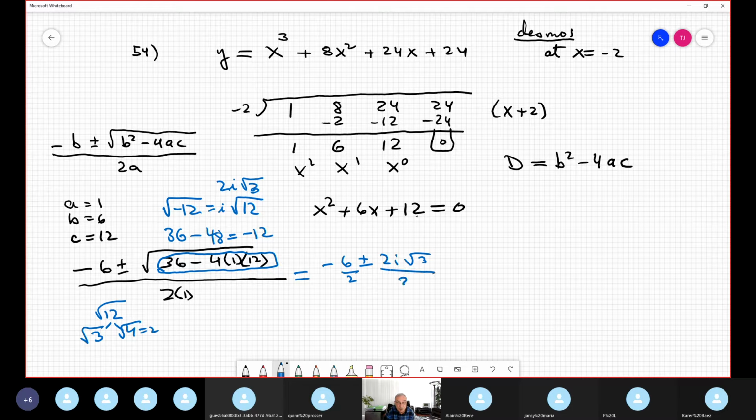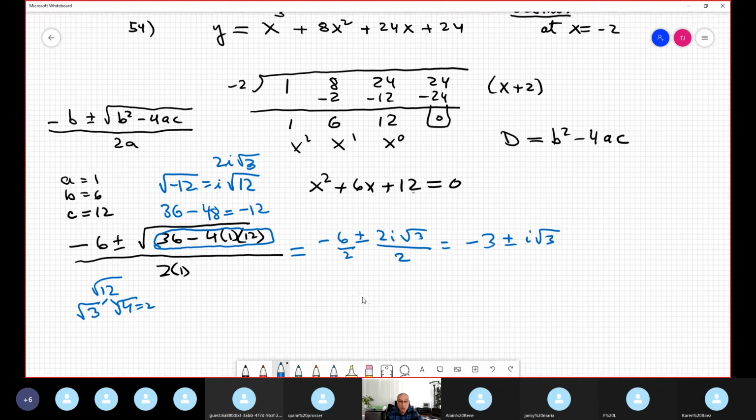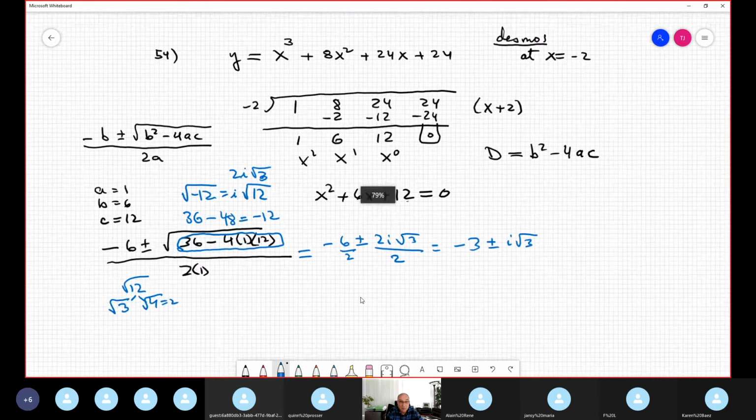And one more time I split the common denominator because I want to separate the real part, which is minus 3, plus or minus i radical 3. Okay, so I am ready, or almost ready, to express the factorization of this polynomial as linear factors. Linear means degree 1. The first one is x plus 2, which is real. This is the easy part.